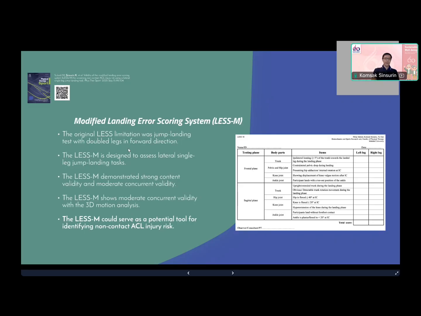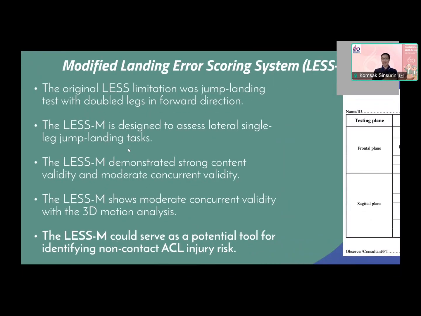The original LES limitation was a jump landing test with double legs in the forward direction, and we developed the LESM to assess lateral single-leg jump landing. We designed the jump landing task by changing from double leg to single leg, and we ask the athlete to perform the jump landing in the lateral direction. In our previous study, we found that lateral directions of landing show a higher risk of non-contact ACL injury than the forward direction. That's why we designed the jump landing in lateral directions.